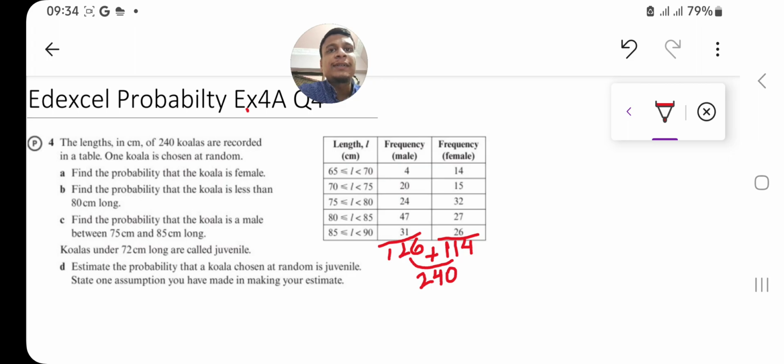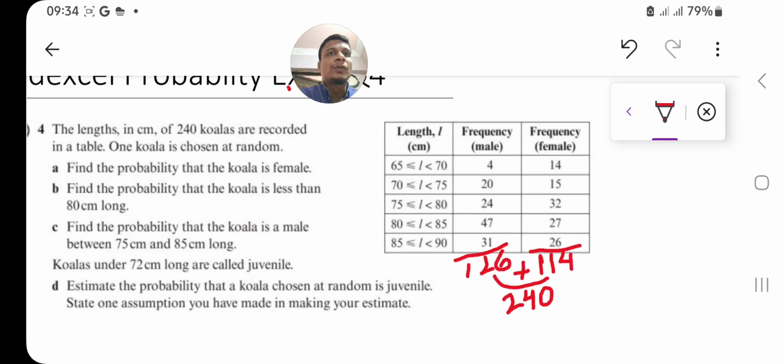In question number 4, we are provided with the data: 240 koalas. The lengths of 240 koalas are recorded, and one koala is chosen at random. Okay, we are only choosing one koala. Koalas are basically, my dear students, an animal, a mammal. It is normally found in Australia. So if Australian people are listening to me, they must have seen this animal.